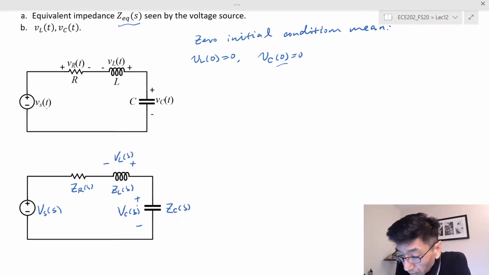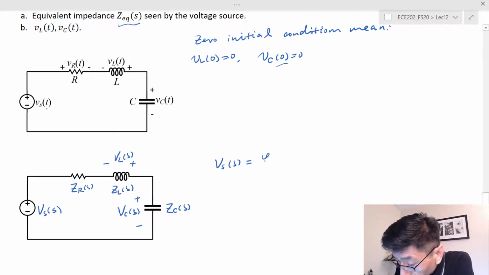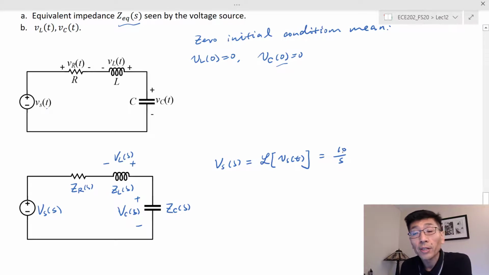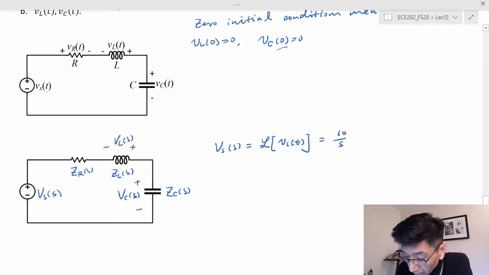And let's see, in this case with the impedance, when we transform this into the S domain, V sub S, the Laplace transform of V sub S of t, is just equal to 10 over S, right? The Laplace transform of u(t) is 1 over S, so 10 u(t) is 10 over S.